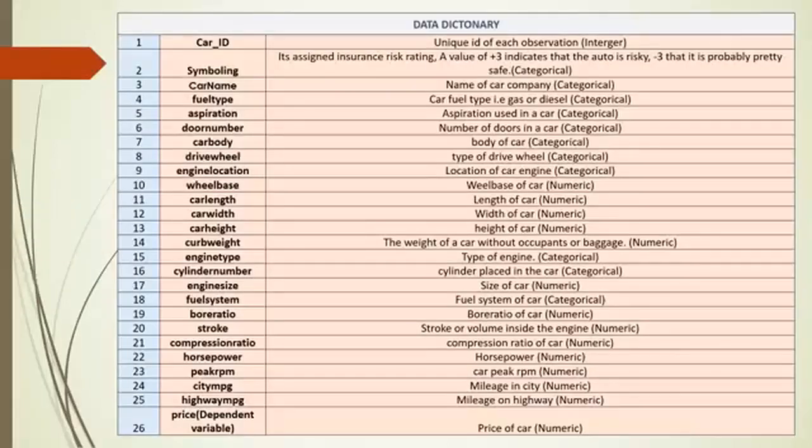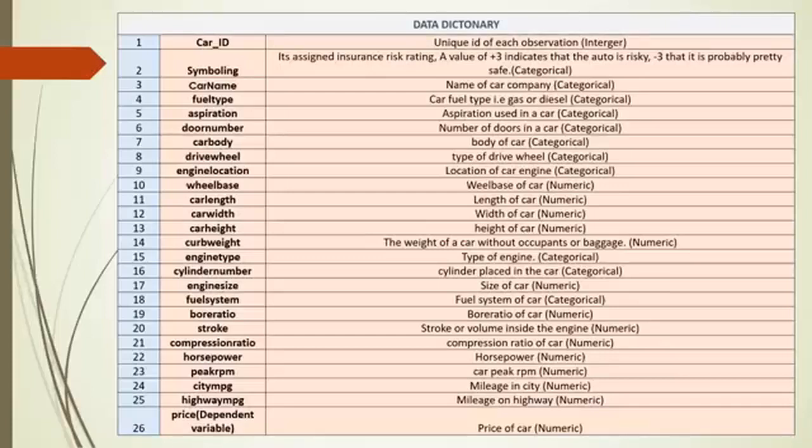Here is the data dictionary of the car price assignment data. The data has been collected from Kalyani. Here we observe that the price variable is our dependent variable or response variable, and the other 25 variables are our independent variables or explanatory variables.